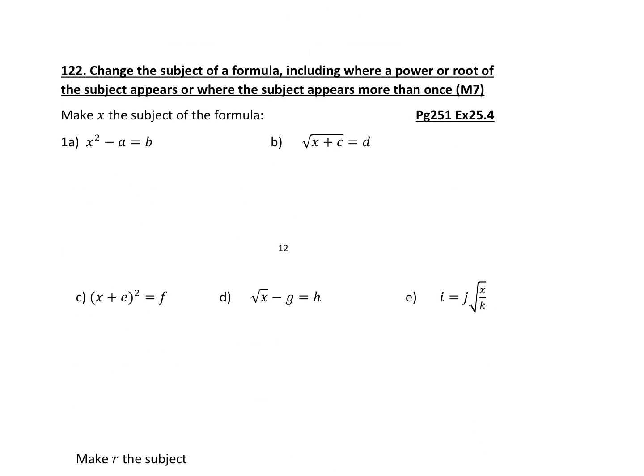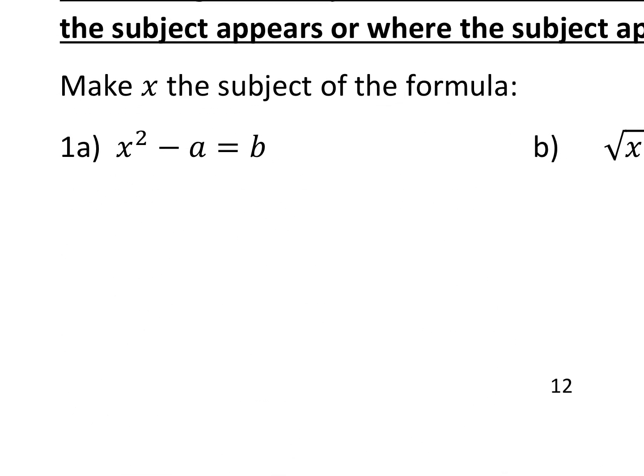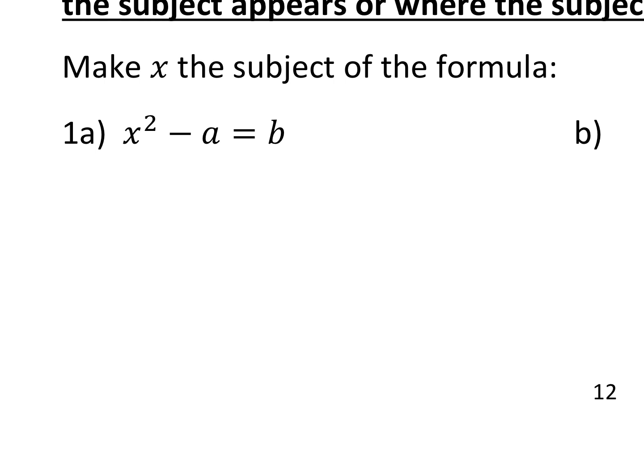Okay, let's first of all look at when we've got squared terms and we have to make them the subject. In that case, just treat that as if this is x. Don't worry if it's squared or cubed or rooted. Try and make x squared the subject first of all, and then after that we can focus on making x the subject. So if this was just x, what we would do is add a to both sides, and we would end up with x squared equals a plus b.